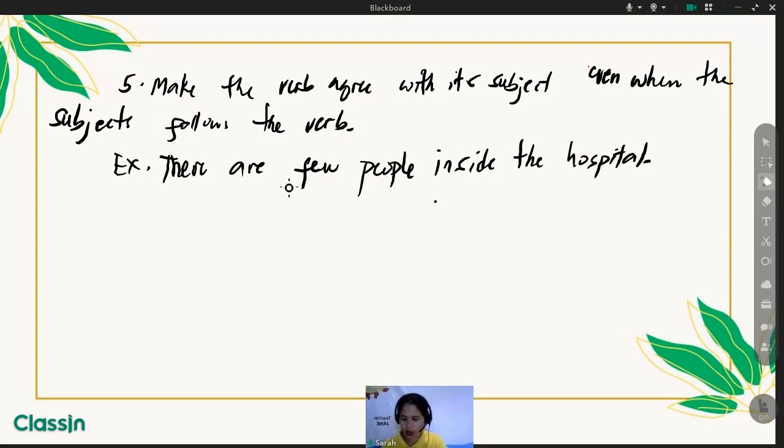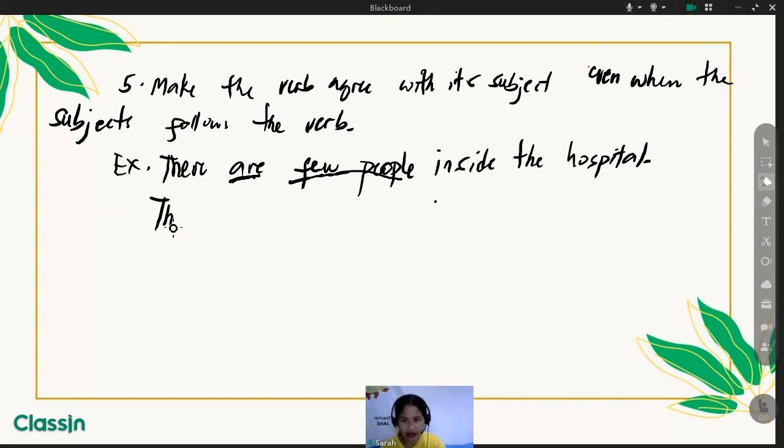So here we use the verb according to the subject. Few people means a lot. This is a plural subject, so we are going to use the word are. If, for example, there is a person, so only one subject, we use the verb is.